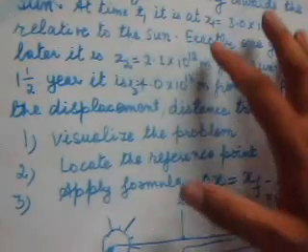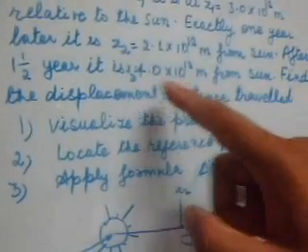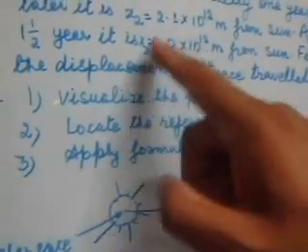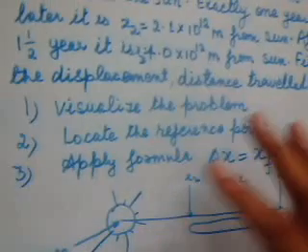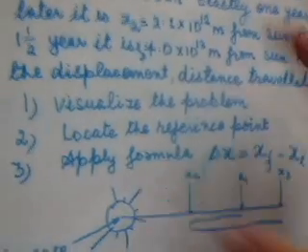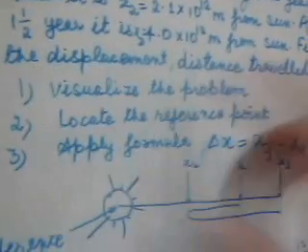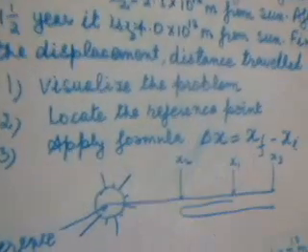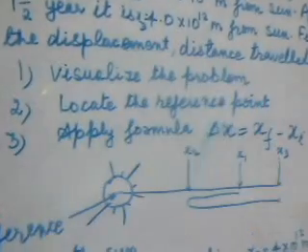It is clear from the example that initially the spacecraft was moving towards the sun, later its distance has increased, so it has started returning back. Before discussing this, what is the method for solving such problems? First, we have to visualize the problem. Second, locate the reference point. Then apply the formula.